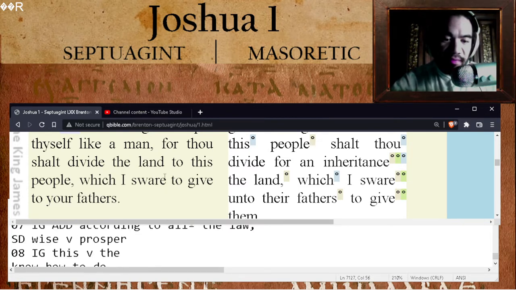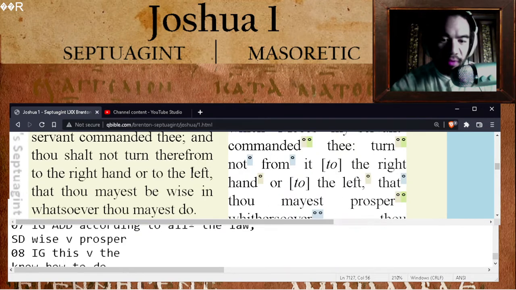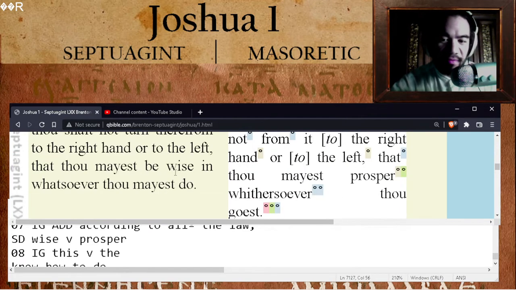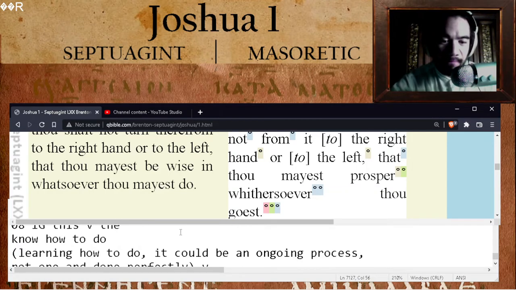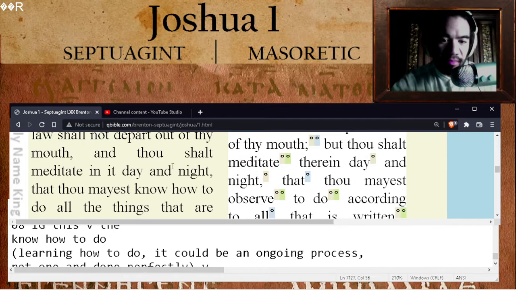Verse 7, we see a significant difference here is wise, the word wise. You may be wise versus you may prosper. It doesn't mean that you'll always prosper, but being wise will help you even in hard situations where you may not technically be prospering. Verse 8, know how to do all the things that are written in it, in the law.